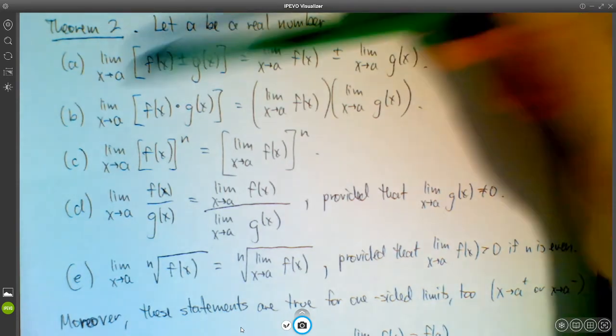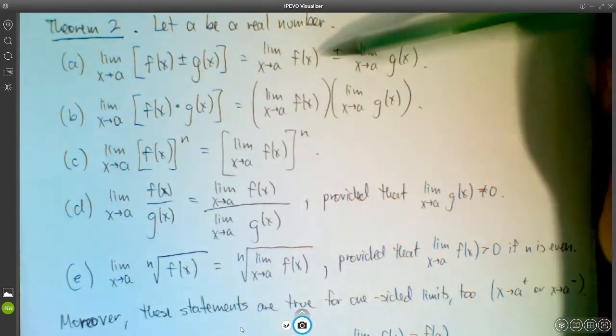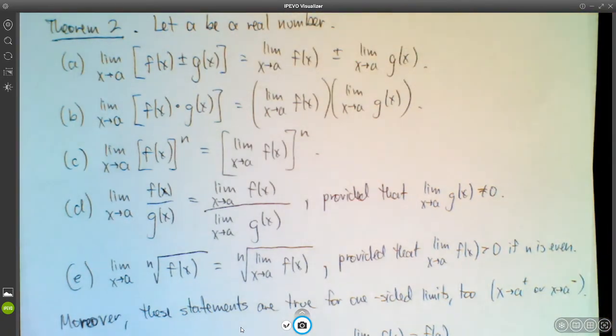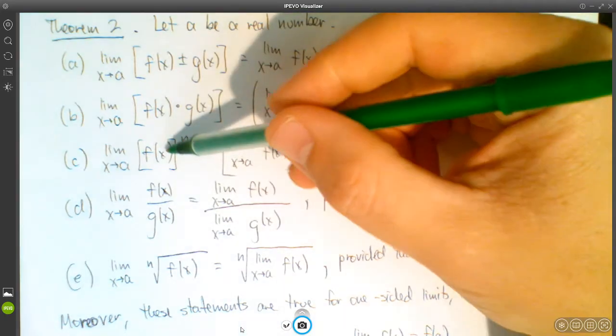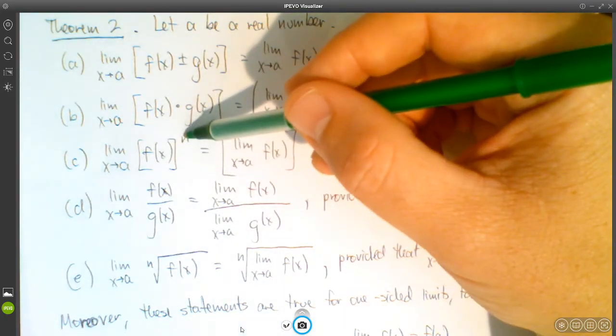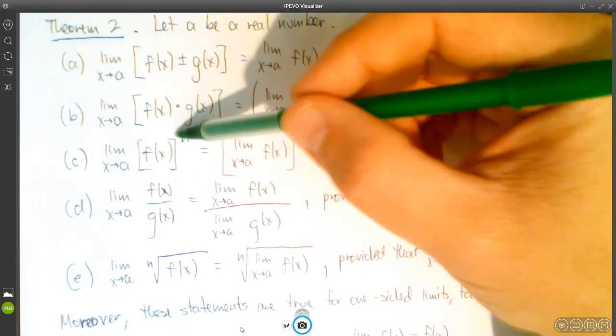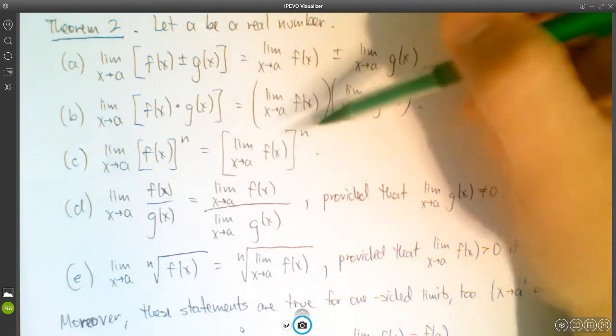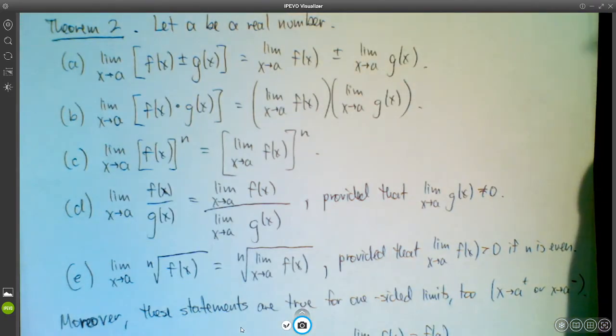That's really nice. The limit also distributes across subtraction, but it also distributes across multiplication. So you can just distribute the limit across addition, subtraction, multiplication. Part D says that you can distribute the limit across division. So it behaves really, really nicely. Part C tells us that if you have some function being raised to the nth power, and you're taking the limit of that thing, what you can actually do is just take the limit of the function first and then raise the result to the nth power.